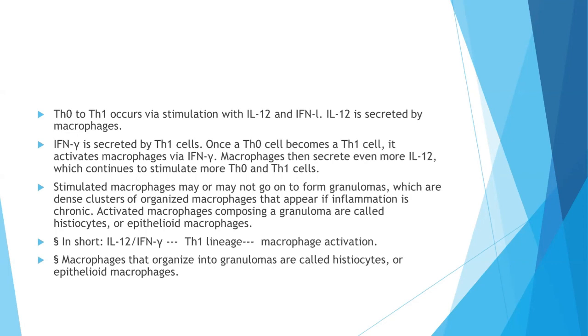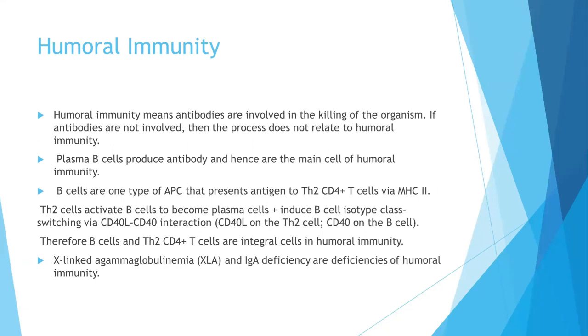Now, this is all we have discussed. The thing to remember is that TH0 to TH1 occurs via the stimulation of interleukin 12, and whenever there is a formation of TH1, it activates interferon gamma. These activated macrophages will again secrete more and more interleukin 12, which will again form more and more TH1 from the TH0. So, talking about humoral immunity.